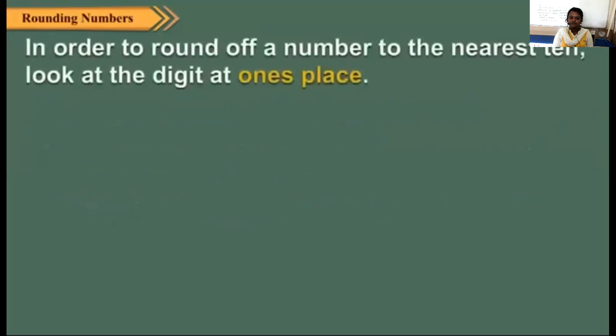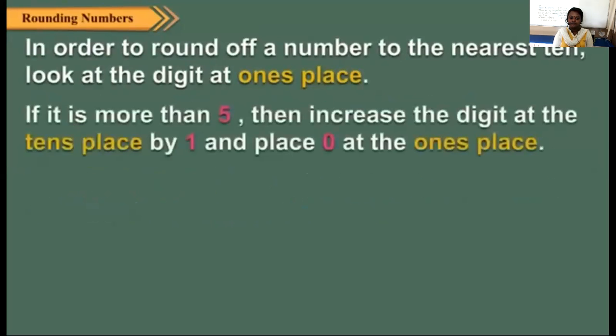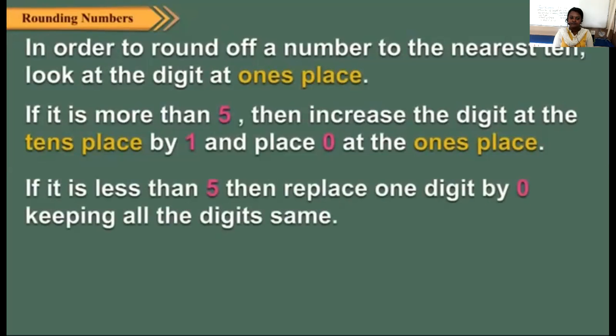In order to round off a number to the nearest 10, look at the digit at the ones place. If it is more than 5, then increase the digit at the tens place by 1 and place 0 at the ones place. If it is less than 5, then replace the ones digit by 0, keeping all the digits the same. Let us see the examples.